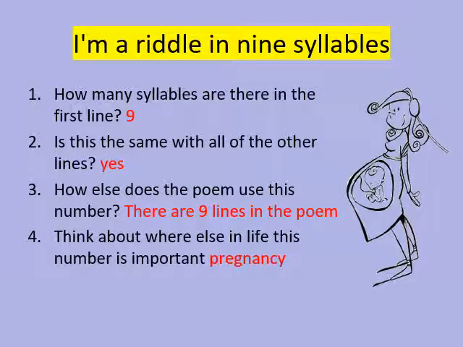Okay, how many syllables are in the first line? There are 9. Is this the same with all the other lines? Yes, it is. How else does this poem use this number? There are 9 lines in the poem. Think about where else in life this number is important and is to do with growth and people changing shape. Pregnancy. There you are. So it's a poem about pregnancy.